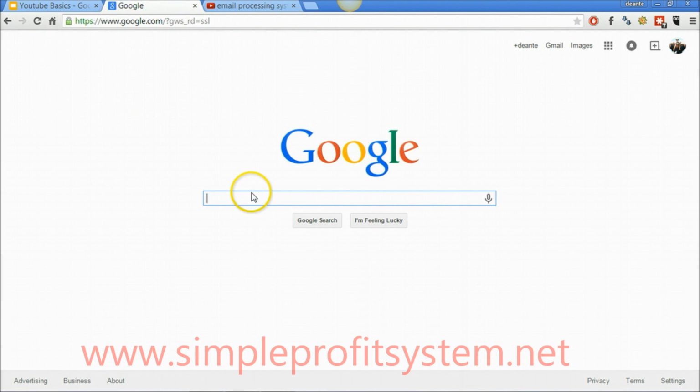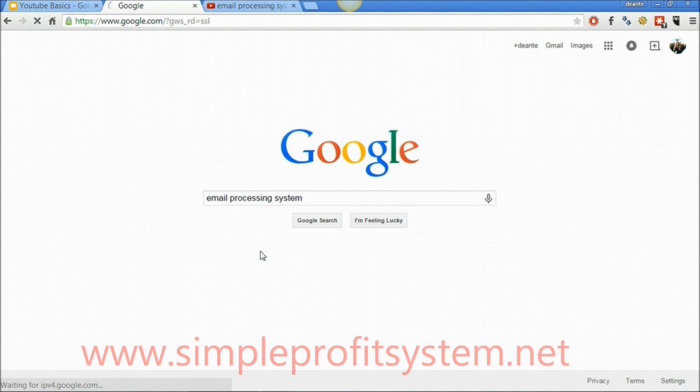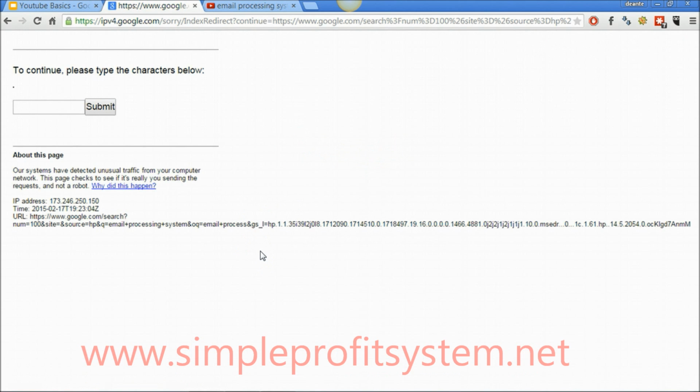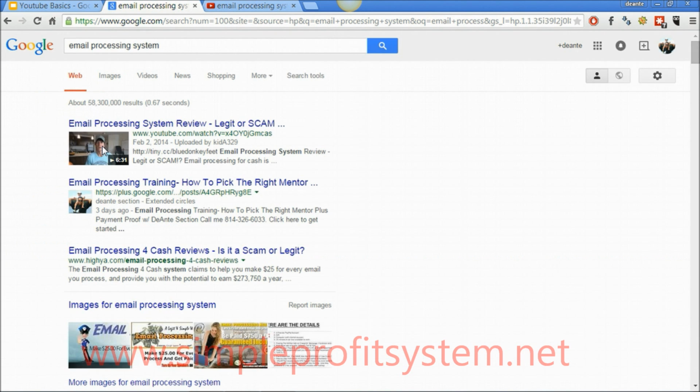Let's check out Google. Alright, a lot of people go straight to Google and not YouTube when they're doing their searching. Right? So let's type in email processing system right there. See what comes up. I'm showing you guys all this not to brag, but to show you that you can rank your stuff up there, and trust me, I get a lot of conversions from YouTube, alright?